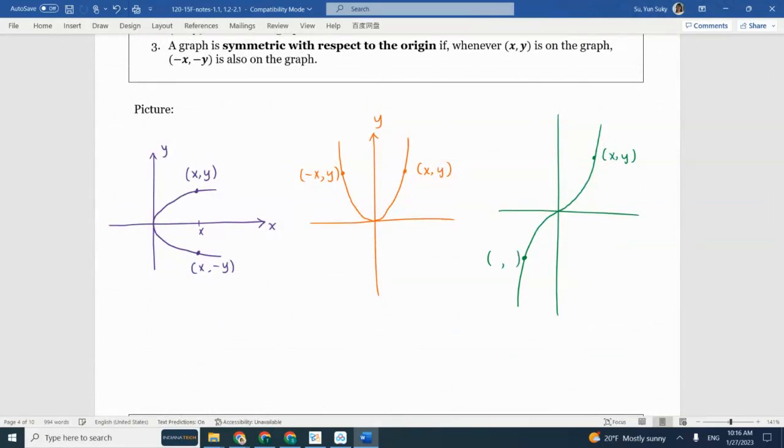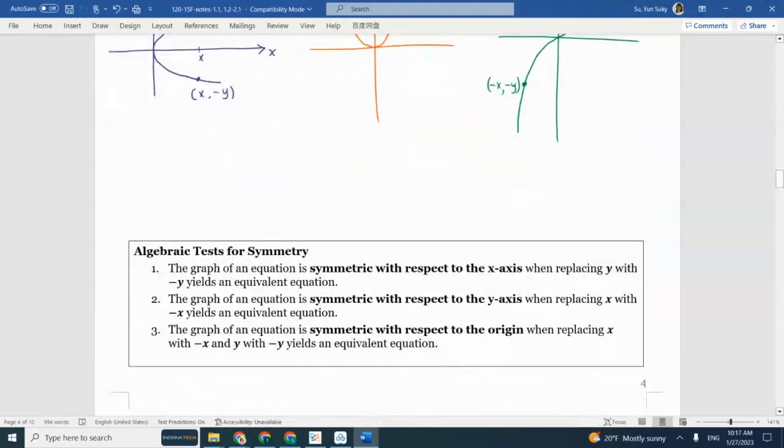And look at the x coordinates. This is x. And what's this? Negative x. Right? How about the y coordinates? Negative y, exactly. So this is symmetric with respect to the origin. Right, everybody? Okay, so algebraic test for symmetry.